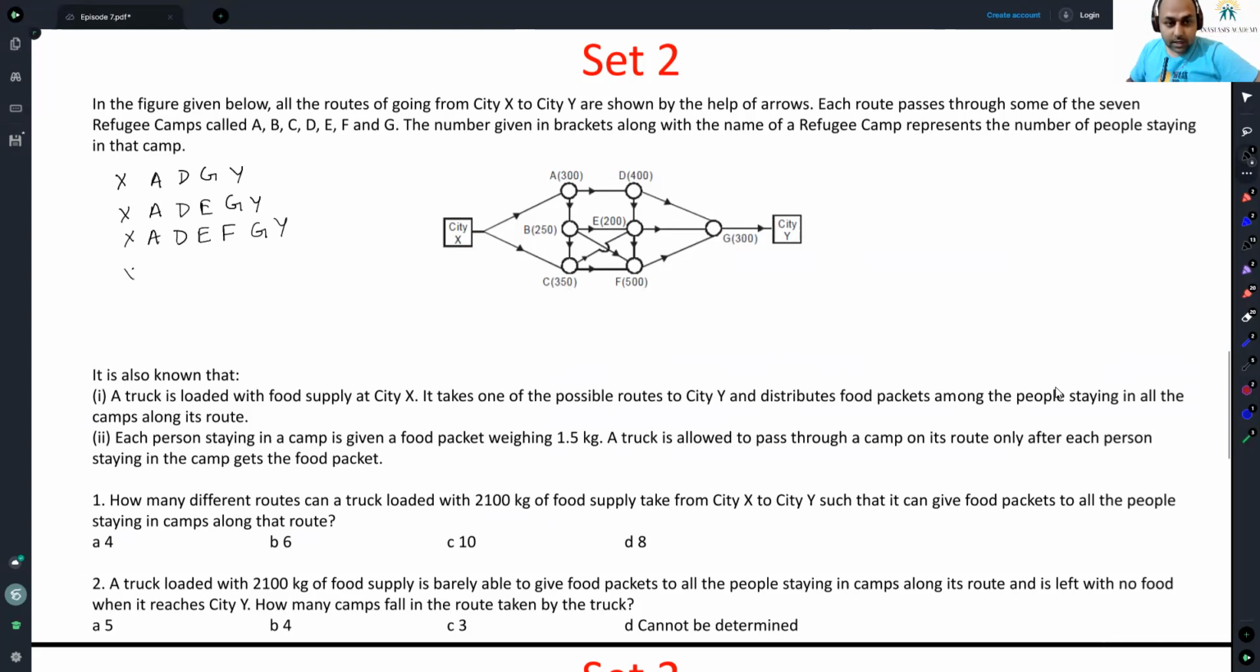So let's go X, A, B. Let's go with X, A, B, E, G, Y. X, A, B, E, F, G, Y.